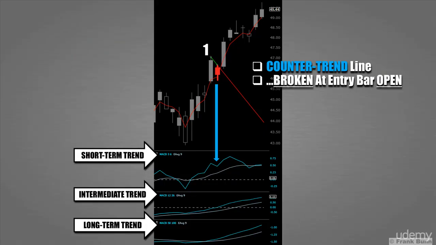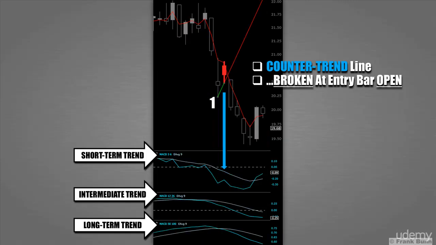Here's an example of this momentum at a breakout. Again, take a look at the entire pattern. We have our pattern key and our short, intermediate, and long-term trends in effect. Our counter trend line is broken at the entry bar open. Empirical evidence suggests that a broken counter trend line at open is very likely to produce an immediate breakout over point 1.